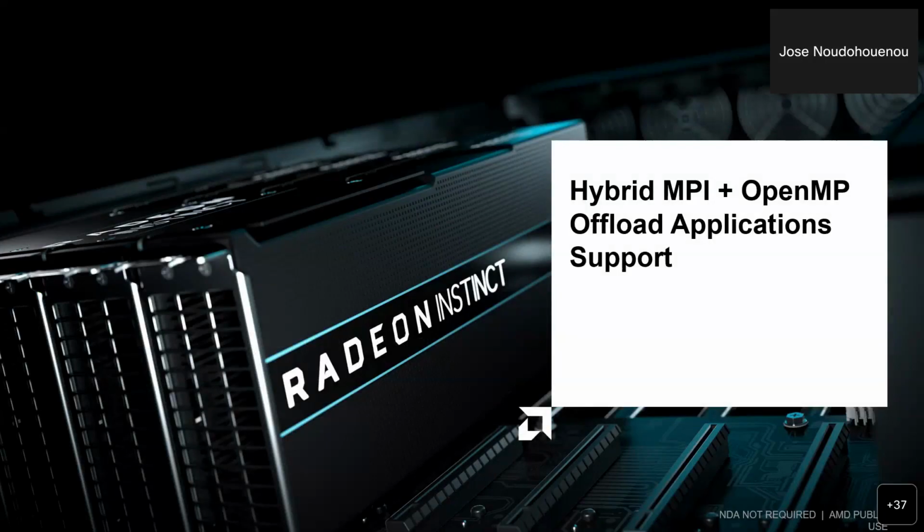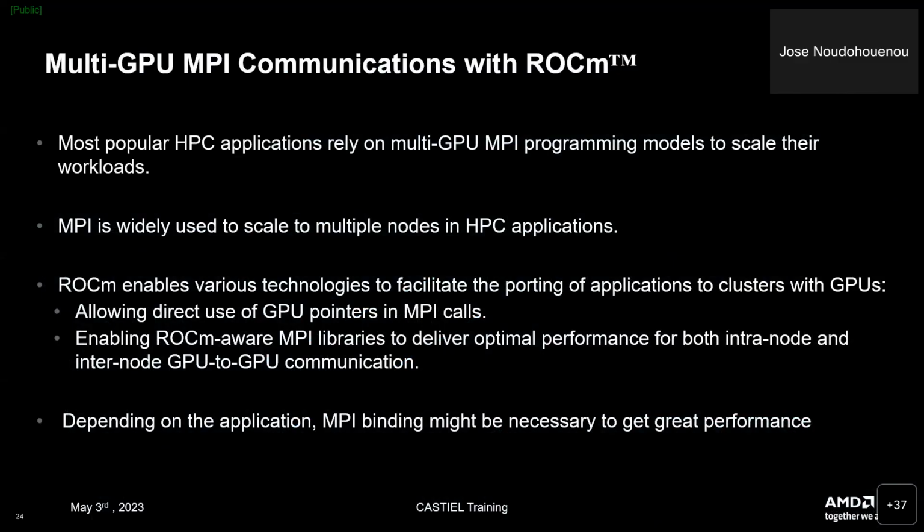Applications are of multiple kinds. So we have simple applications and we have hybrid applications as well. So what kind of offloading support do we have for hybrid MPI plus OpenMP applications? As you know, most popular HPC applications rely on multi-GPU and the MPI programming model to scale their workloads. And MPI is widely used to scale across multiple nodes in HPC applications. So to be able to do that, ROCm enables various technologies to facilitate porting of your application on clusters by allowing direct use of GPU pointers in MPI calls and enabling a ROCm-aware MPI library to deliver optimal performance for both intra-node and inter-node GPU to GPU communications.